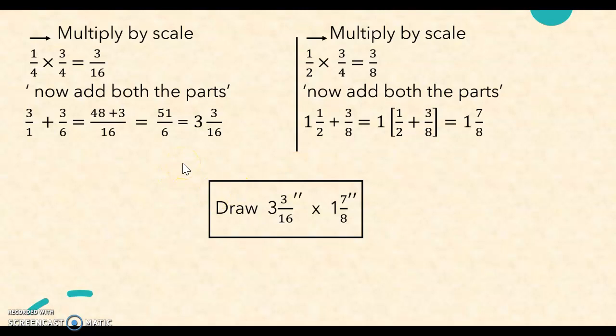According to our third step, we have written our measurement in the form of 3 and 3 by 16 inches into 7 by 8 inches. Always remember to put the important information into an enclosed box, which highlights the point. It is a key point of solving a problem.